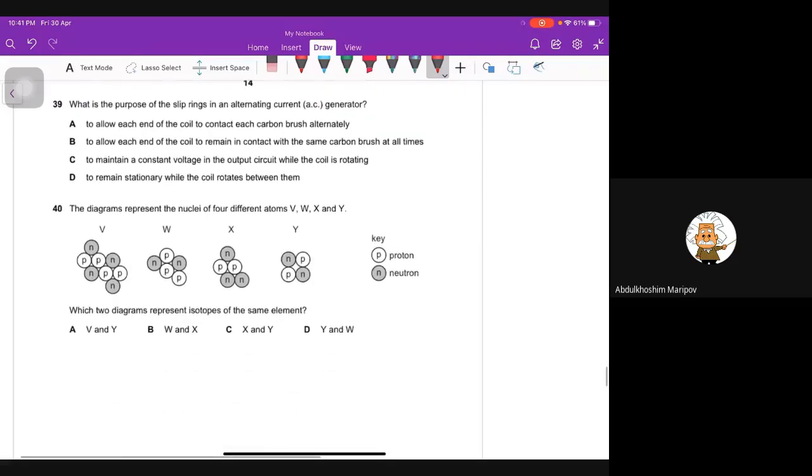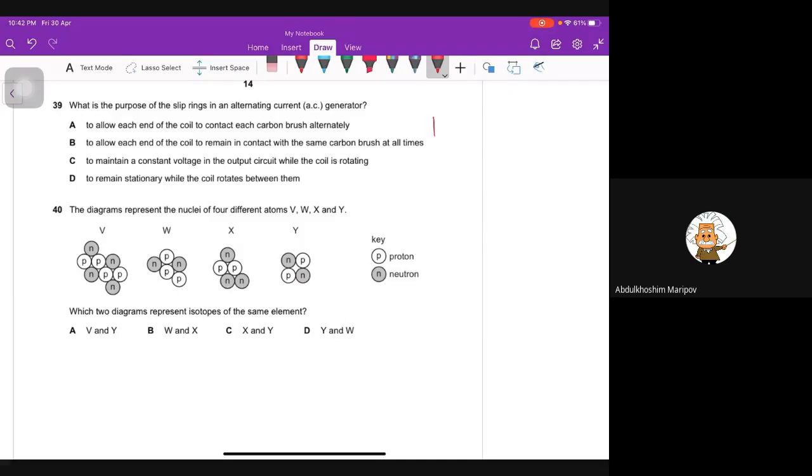That's 8. Okay, two questions left. What is the purpose of the slip rings in an alternating current AC generator? To allow each end of the coil to contact each carbon brush alternately. Well, we didn't study this one, but we'll study it in next week's class. All right, so this is the armature, right? Then we have slip rings. Remember slip rings?